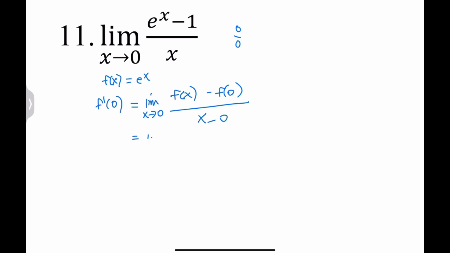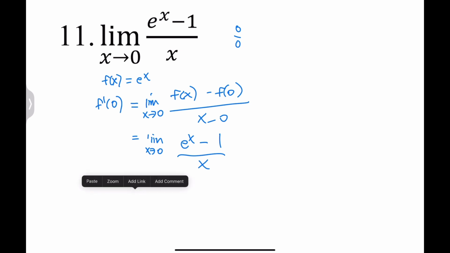So in the context of the problem, we're going to have limit as x approaches 0 of e to the x minus e to the power of 0, which is going to be 1, all over x, right? So we can kind of see that f prime 0 is equal to limit as x approaches 0 of e to the x minus 1 over x, which is what we're trying to get, right? So in this case, we can just get f prime 0 of f of x, and that will be the limit or the answer that we're looking for.